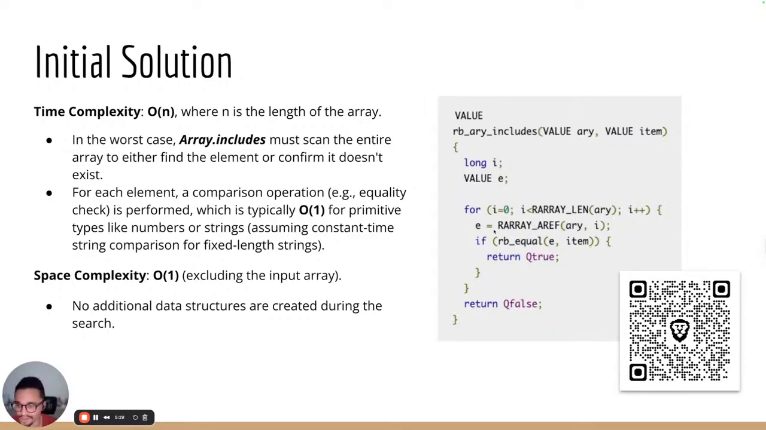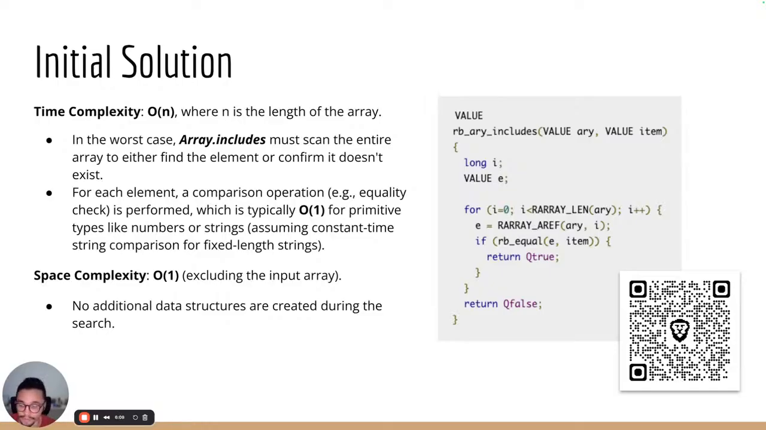as you can see in the implementation, uses a loop to iterate over the whole array to check if it has the element that you want to find. For each element, an equality check comparison is performed, typically O(1) for primitive types like numbers or strings, assuming constant time string comparison for fixed length strings. But the space complexity is O(1), excluding the input array, because in this solution we only use the input that we receive, the forbidden words, without extra handling. You only use this input to find the forbidden words.